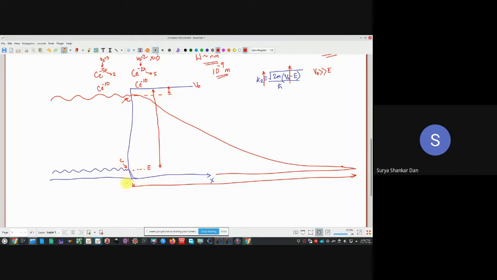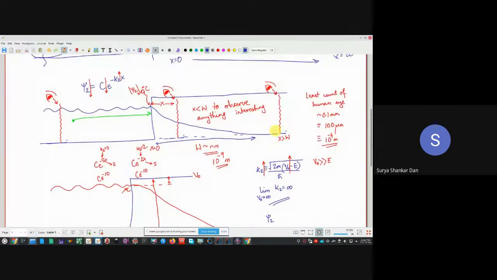Okay, so what it essentially implies is that in the limit, V naught tends to infinity. What will be the value of K2? Infinity, right? V naught is infinity, K2 will be infinity. In that case, what will be the value of Psi2? I'll just copy from here.